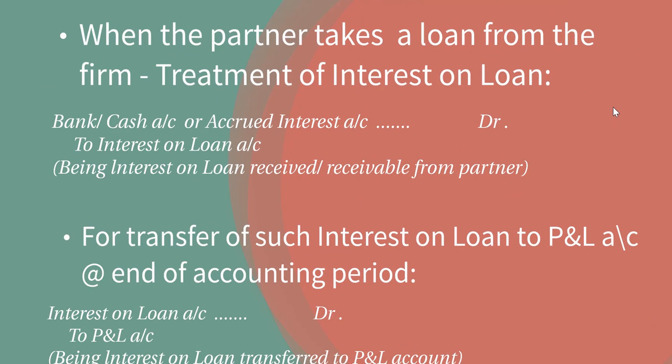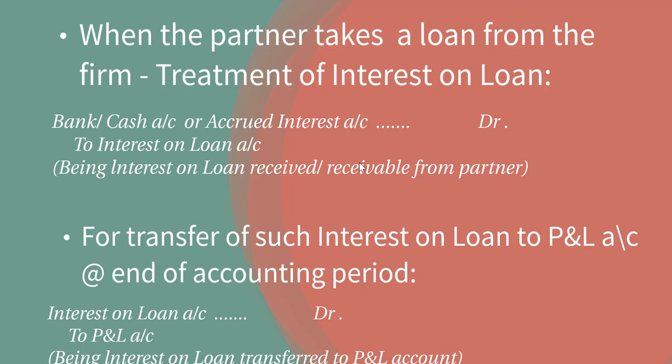Now when the partner takes a loan from the firm, the partner has to pay interest on the loan to the firm. So from the point of view of the firm, the interest on loan is an income. Depending on whether the firm gets the amount, you debit bank account, or if the interest is payable by the partner to the firm, debit accrued interest account and credit the income, which is interest on loan.